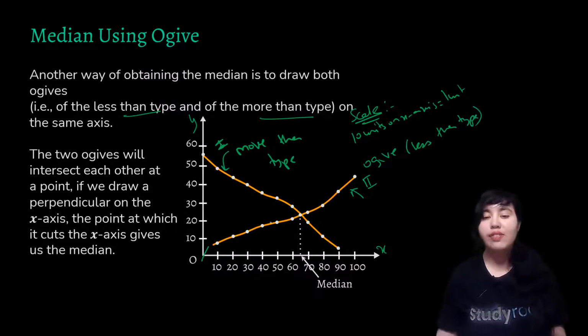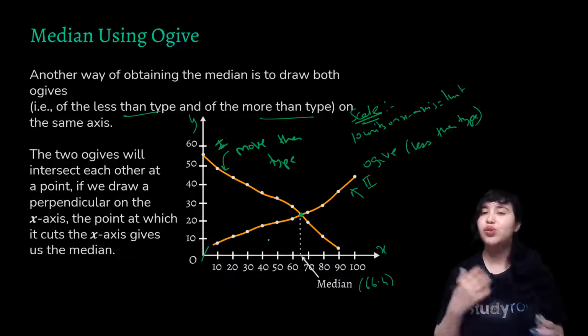Now this is very simple. You make the two ogives, look for the point of intersection of the ogives, and look at its x coordinate. So in this case also your median becomes 66.4, which will be the x coordinate of the point of intersection of the two ogives. Let's understand that by example.